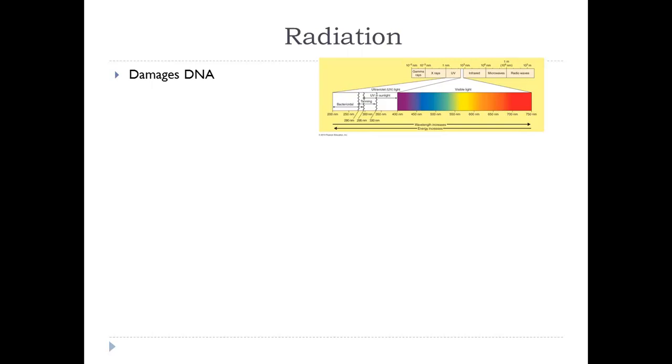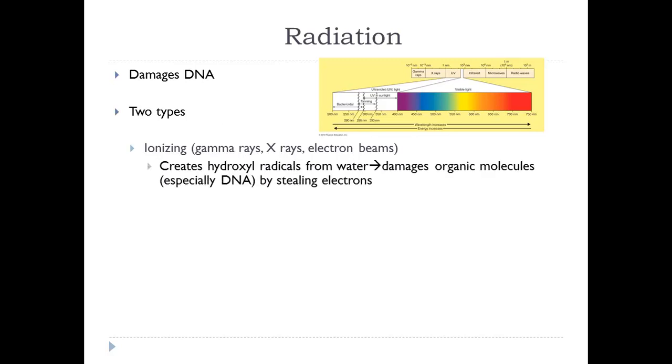Radiation damages DNA. There are two types of radiation, ionizing and non-ionizing, and they're based on wavelengths. Examples of ionizing radiation are X-rays, gamma rays, and electron beams. They have less than 1 nanometer of a wavelength, and because they have such a small wavelength, they have very high energy, which creates hydroxyl radicals from water, which will damage organic molecules, especially DNA, by stealing electrons. It sterilizes medical supplies, some pharmaceuticals, and is used for food preservation.